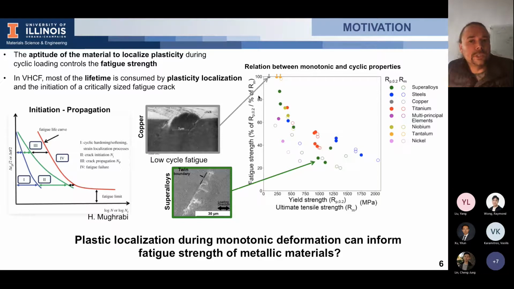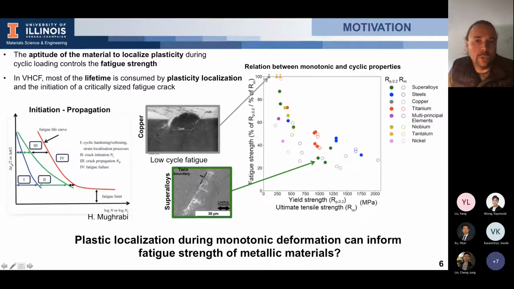So we know quite a lot about fatigue of metals. And we know that the fatigue strength, or the fatigue life in the regime where you determine the fatigue strength, is really controlled by the initiation of the damage. And this initiation of the damage is really related to localization of plasticity. And so it's easy to think that we may have a link between monotonic property and fatigue property if we investigate the localization of the plasticity.